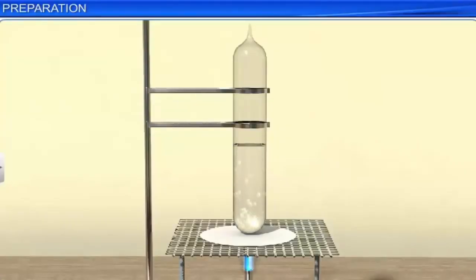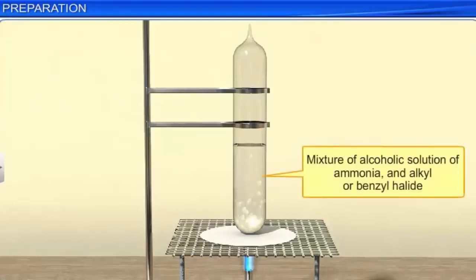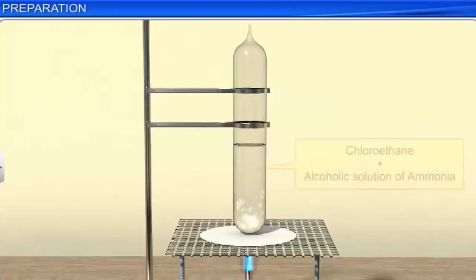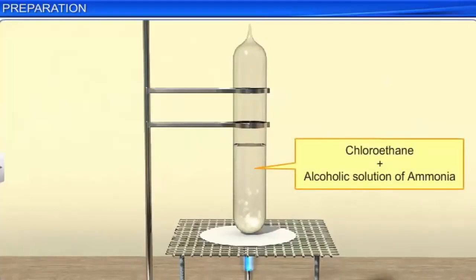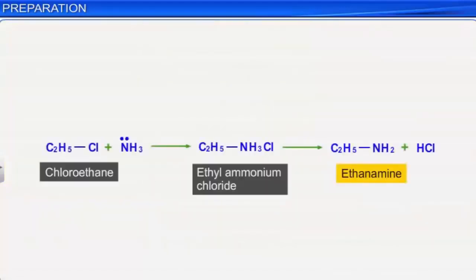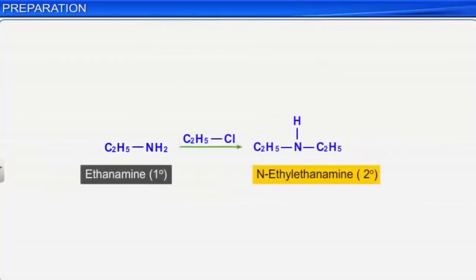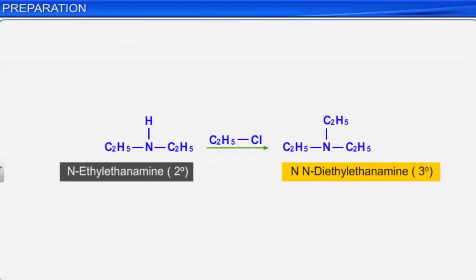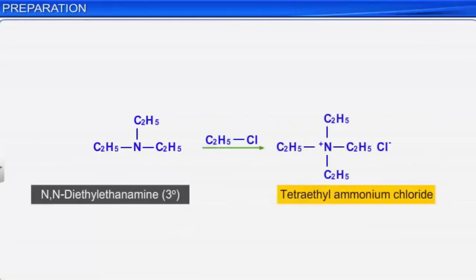In this reaction, amines are produced when a mixture of an alcoholic solution of ammonia and alkyl or benzyl halide is heated in a sealed tube at 373 Kelvin. For example, when a mixture of chloroethane and alcoholic solution of ammonia are heated in a sealed tube at 373 Kelvin, a mixture of ethanamine, N-ethylethanamine, N,N-diethylethanamine, and tetraethylammonium chloride salt is produced.